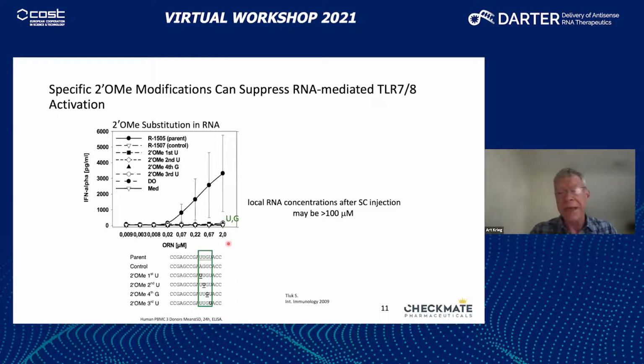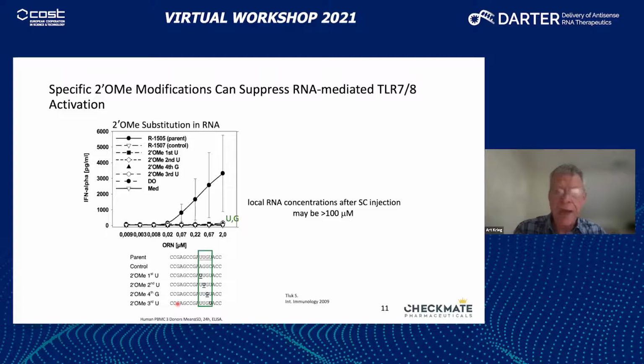And one point to make is that when you're injecting an oligo subcutaneously, the local concentration of that oligo can be very high. It may be well above 100 micromolar. And typically in these experiments, you're only going up to 2. So again, you have to realize the concentration in vivo may be very high. Anyway, the good news is that whether you make a modification at any position there with the 2'-methyl, it essentially abolishes the activity, at least within this dose range.